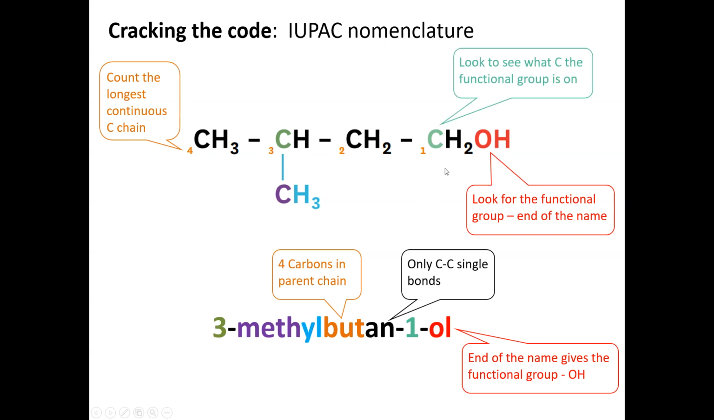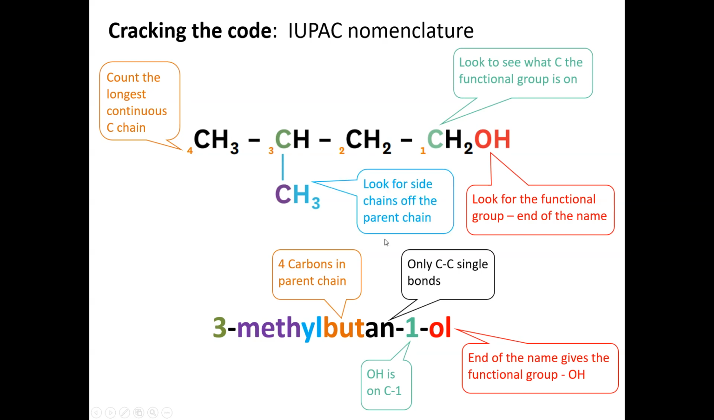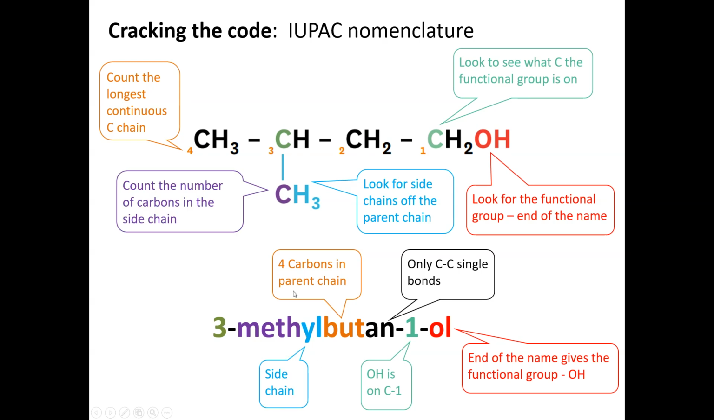Then we look to see where that functional group is on that parent chain. So the OH is on the first carbon, which is listed here just before the -ol and after the butane, after the parent chain part. Then we look for any side chains. And so you run your finger along the parent chain, and if you have to backtrack or jump to get to another carbon, it means it's a side chain, and that's shown by the -yl. This means it's a side chain.